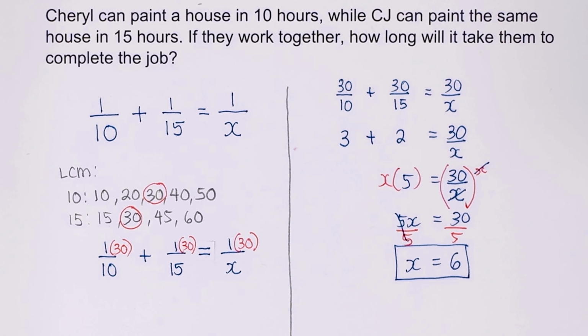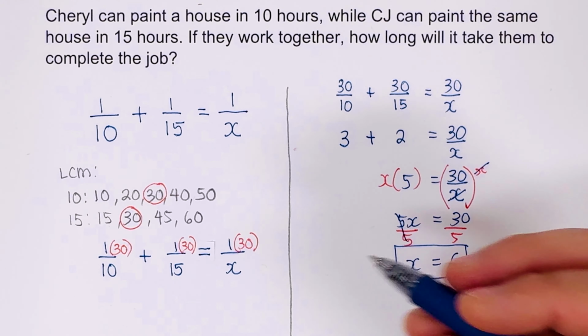This tells us that both Cheryl and CJ can paint the house together in 6 hours. So I'm going to write that down here. So that is how we solve this classic work problem.